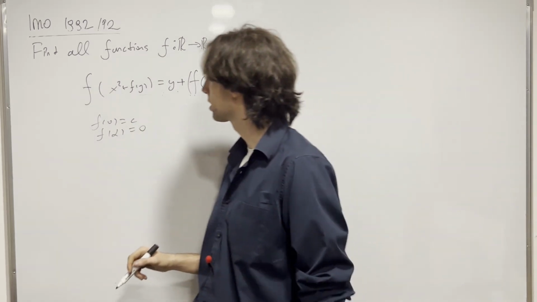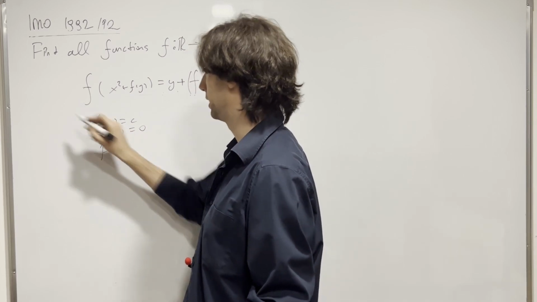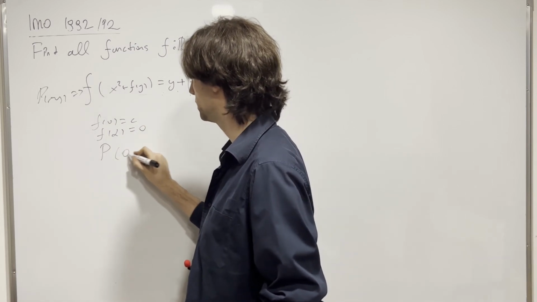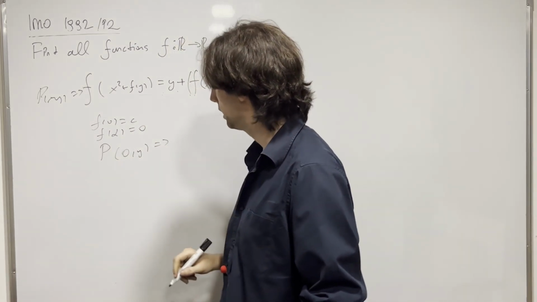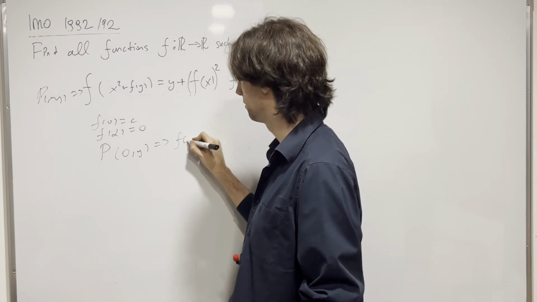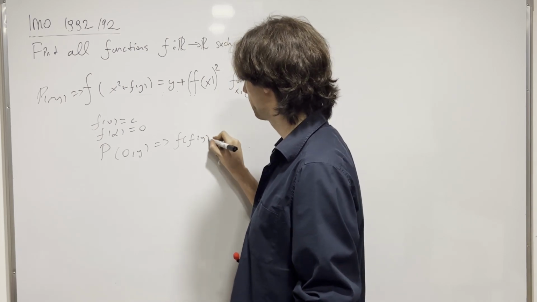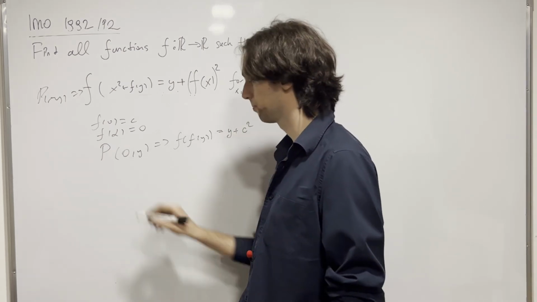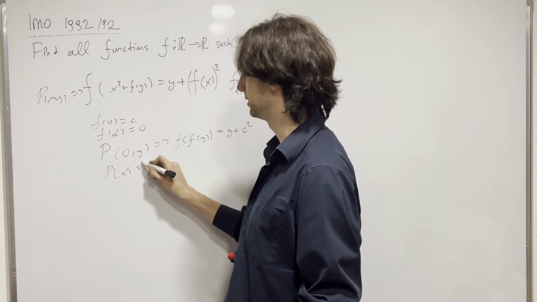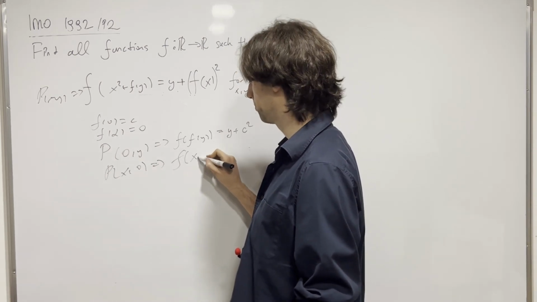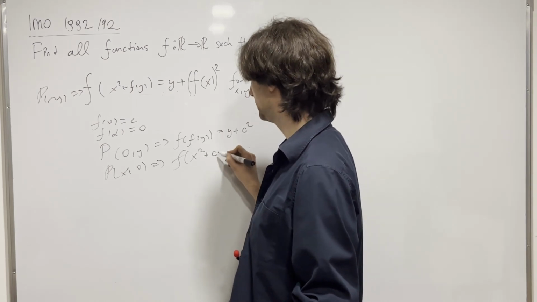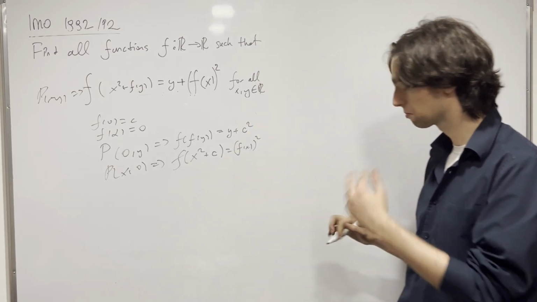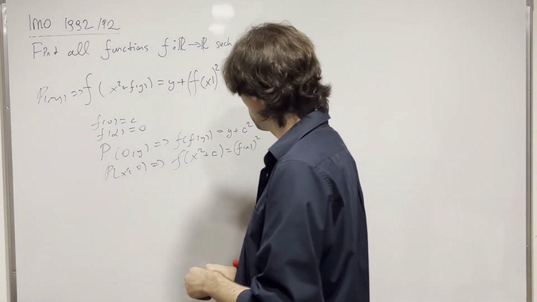One way should work. So let's see what happens when I plug in, letting P of x, y be the given equation. What happens when I plug in, say, 0 and y? I'll get f of y is equal to y plus c squared. Okay, and then P of x and 0 gives me f of x squared plus c is equal to f of x squared. Okay, nothing right away is popping up.